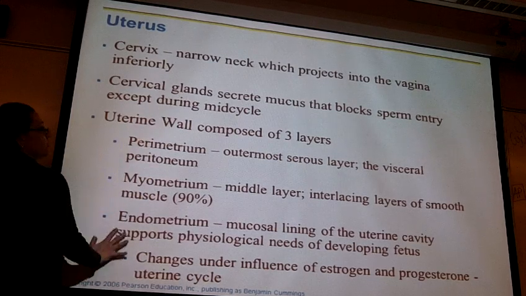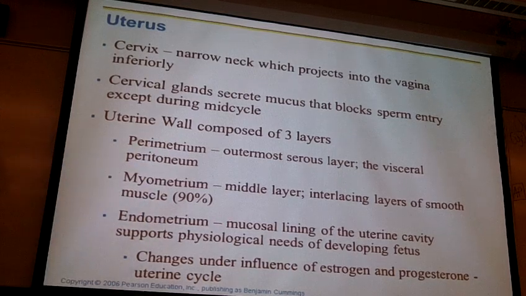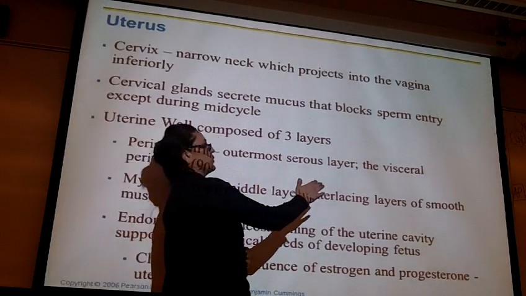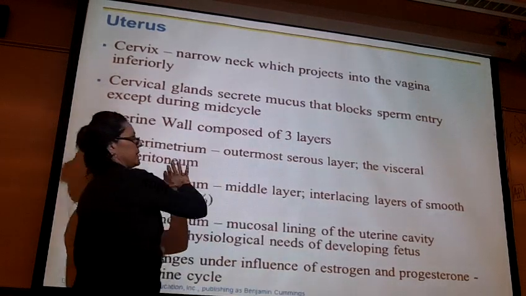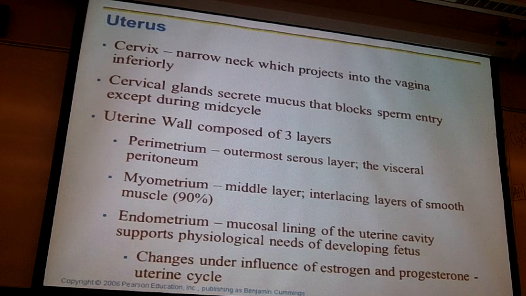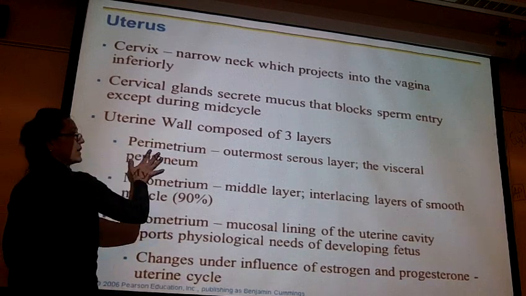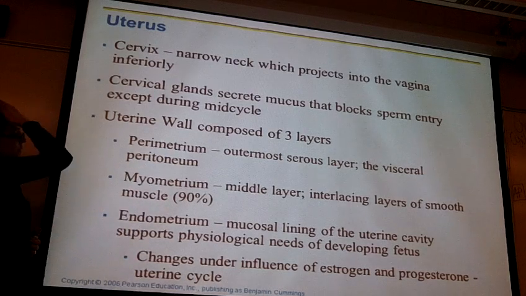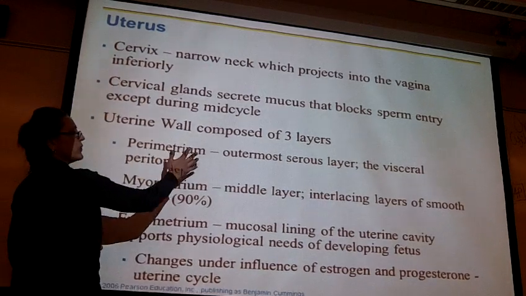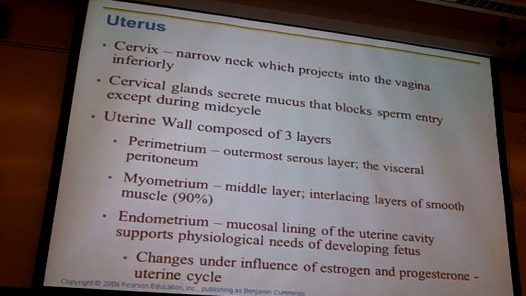When you look at the uterine wall, the outermost part, which is just connective tissue, the fancy word for it would be the visceral peritoneum. The parietal peritoneum is the part of that connective tissue that lines the abdominal wall. The part that lines the organs would be the visceral peritoneum. It's also called the perimetrium or the serosa, which is the connective tissue on the outer part of the uterus.